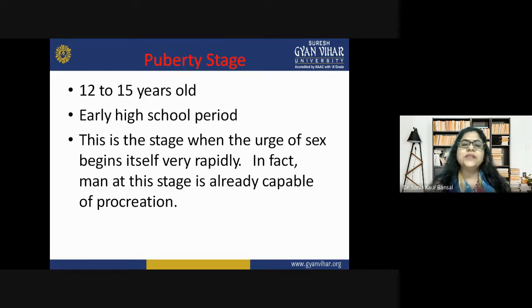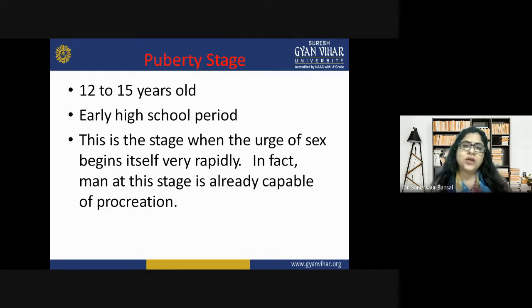Now, students, there comes the puberty stage, which is considered 12 to 15 years. We can also call it the adolescent stage. So, the early high school period is this, and this is the stage when the urge of sex begins very rapidly. In fact, man at this stage is already capable of procreation.